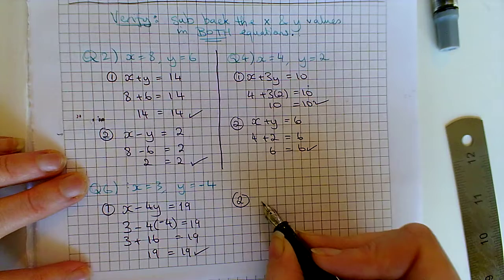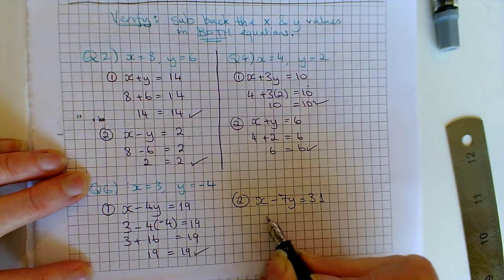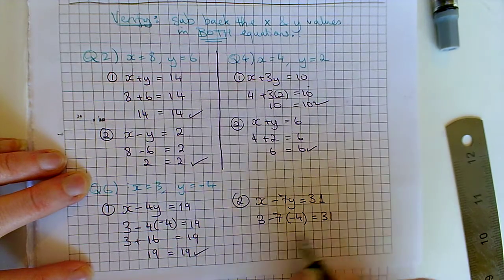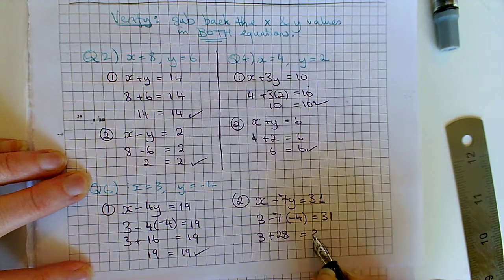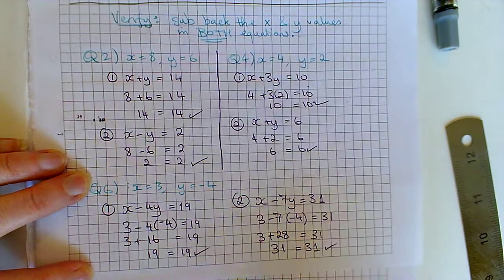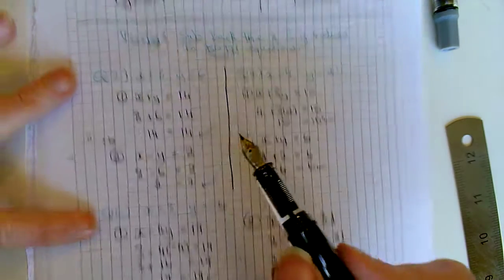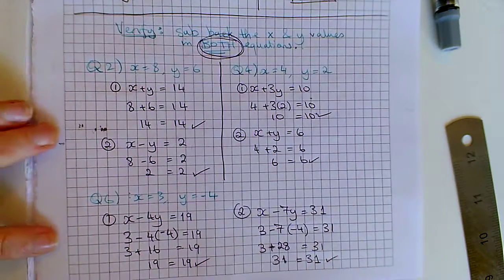Equation 2 is x minus 7y equal to 31. Is 3 minus 7 times minus 4 equal to 31? Well, that's 3 plus 28 equal to 31, and it is. 31 is equal to 31. So we've verified it. So that's how we verify. You can be occasionally asked to do that, and it does take a little bit of time. The important thing here is that you must do both equations or you won't get full marks.